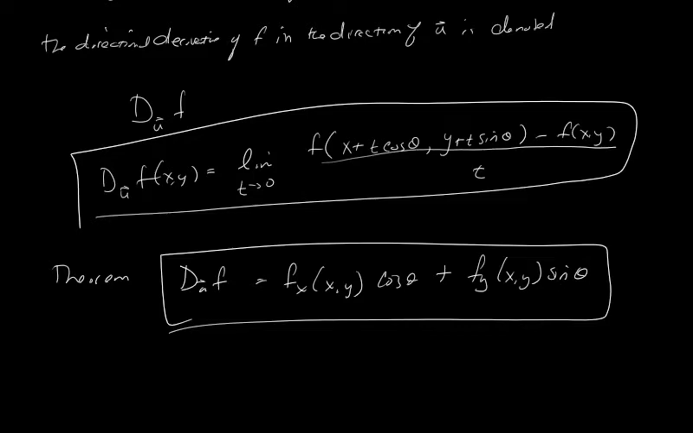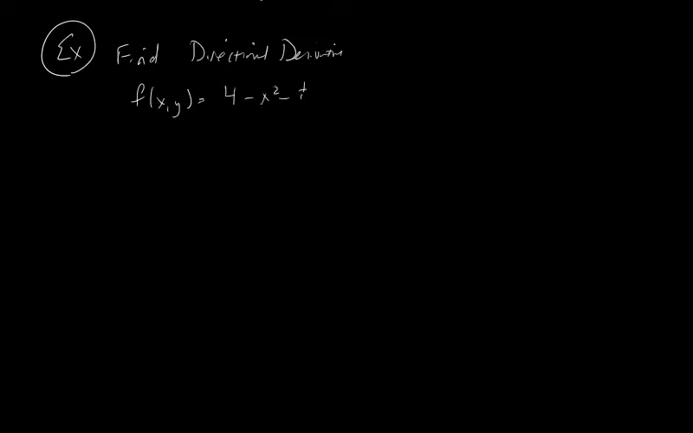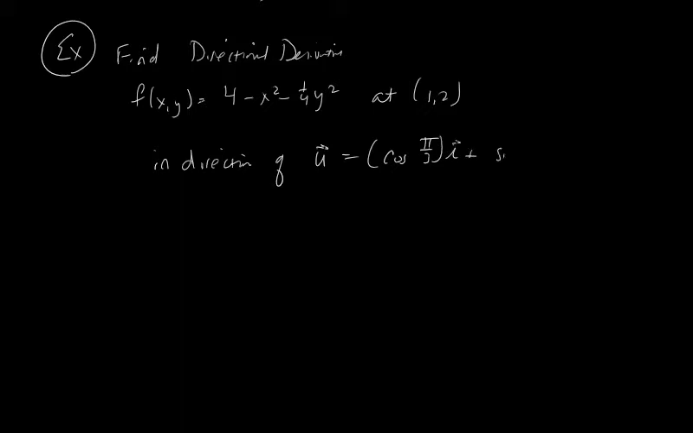So let's go ahead and do an example. Let's find the directional derivative for f of x, y equal to 4 minus x squared minus 1/4 y squared at the point (1, 2) in the direction of u equal to cosine of pi over 3 in the i direction plus sine of pi over 3 in the j direction.